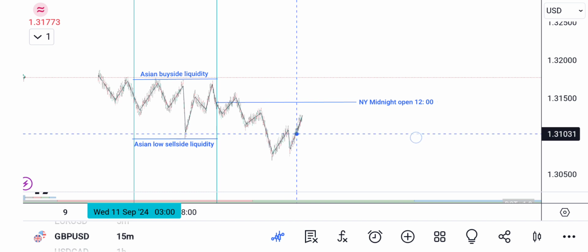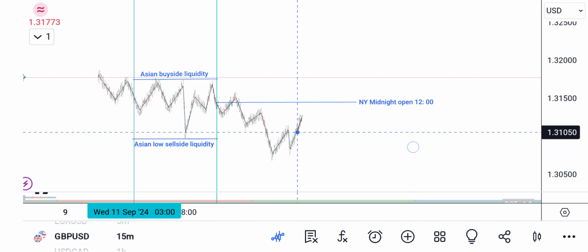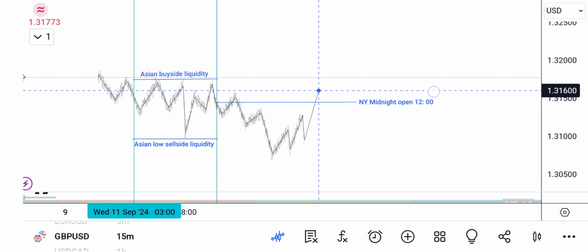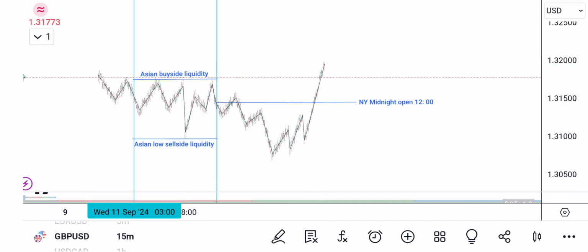Now you wait for any fair value gap that is within here, or any institutional reference point. If the market trades back into that institutional reference point, you are going to buy from there, and you are going to target what? The Asian high buy side liquidity as your profit. I hope this is clear. This is just as simple as you see here.